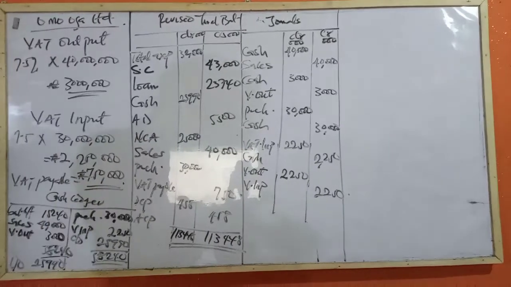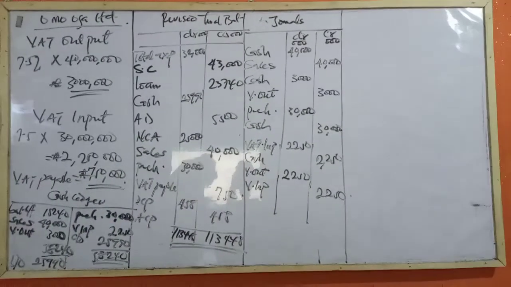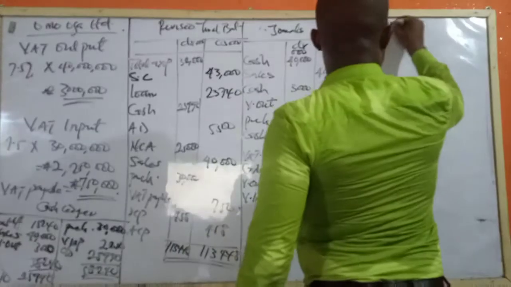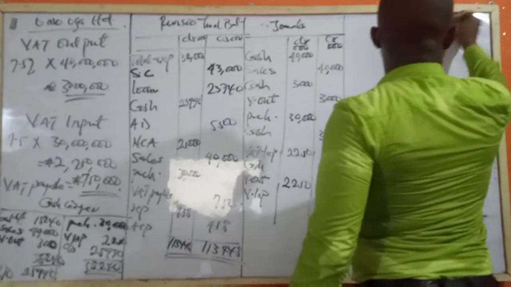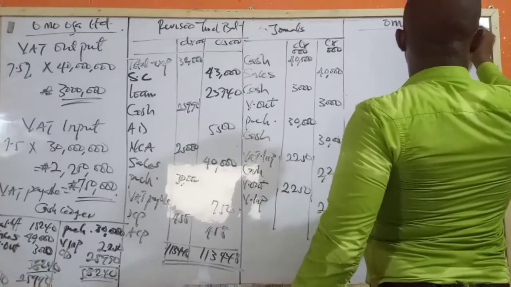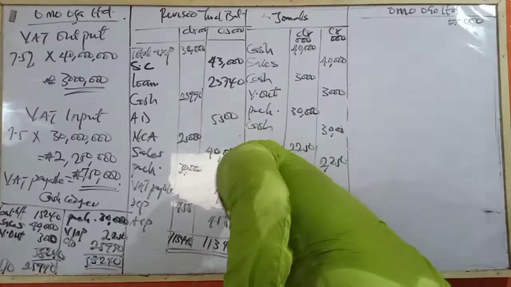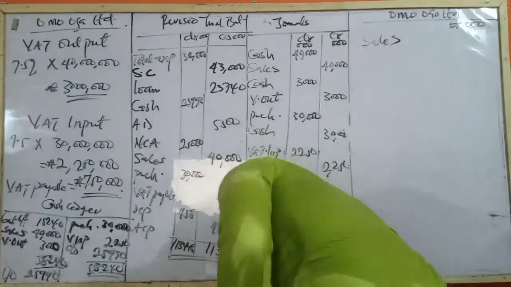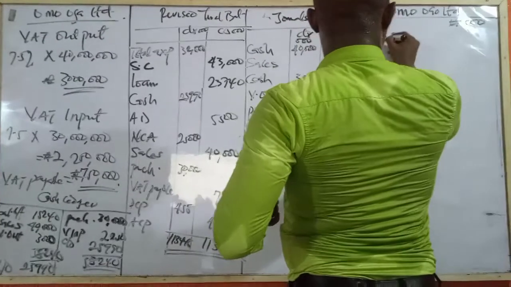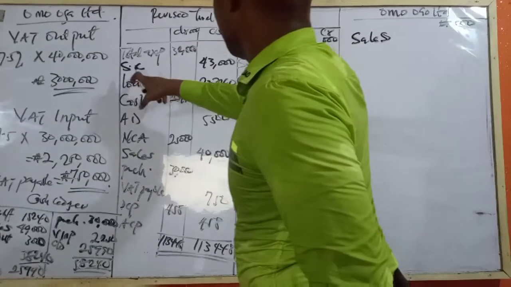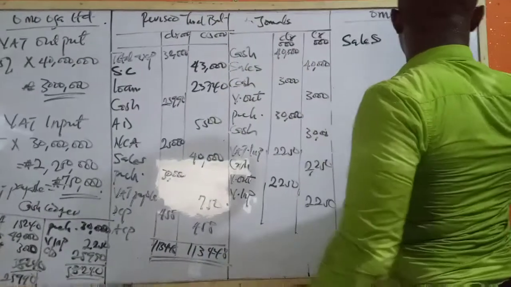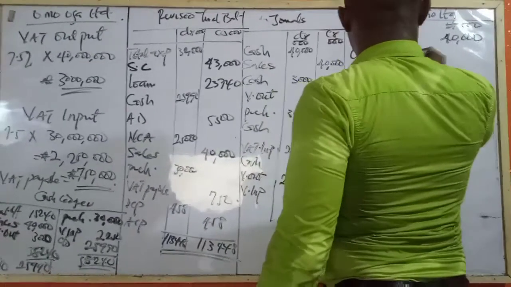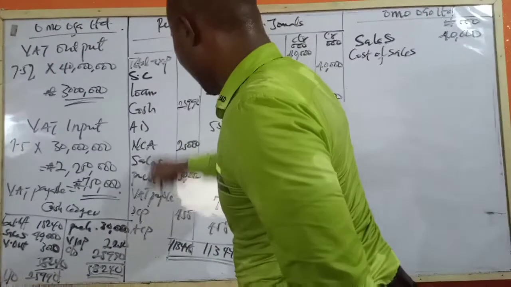So from here now, we'll prepare what? They say we should prepare the income statement. So we have Oga Limited. So what do we have? Sales. What's the sales there? Let's go to the trial balance. Sales here is 40 million. So what's the cost of sales? That's your purchases. What's the purchases there? 30 million.